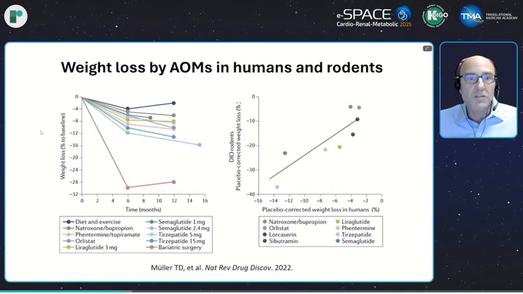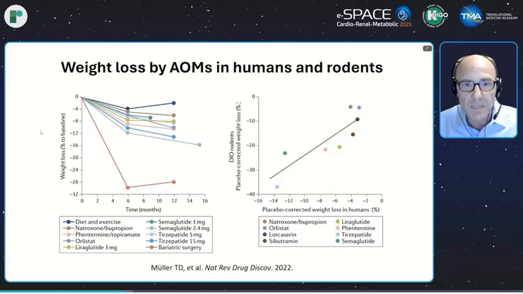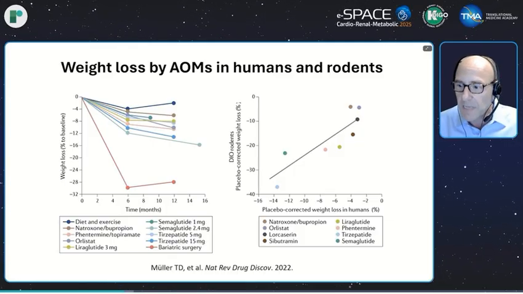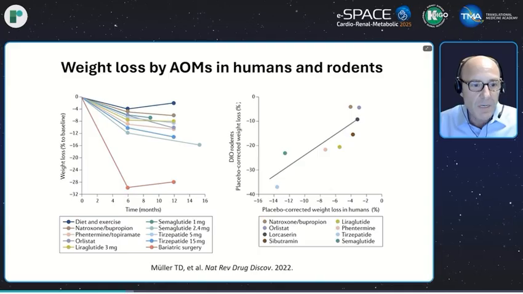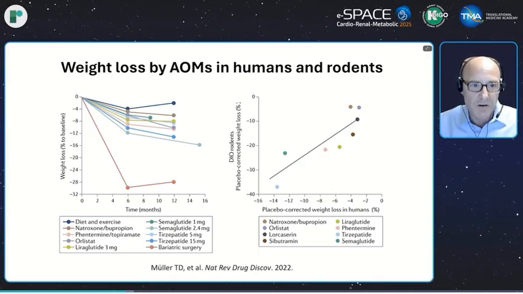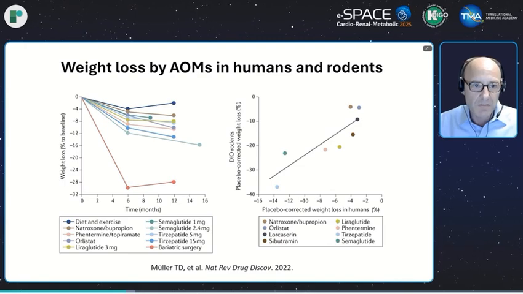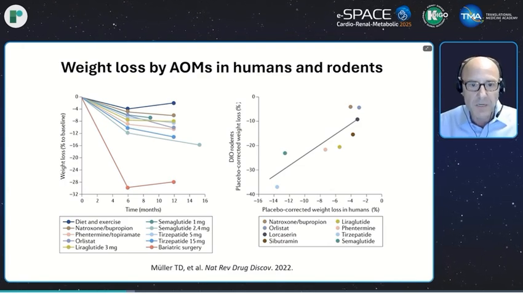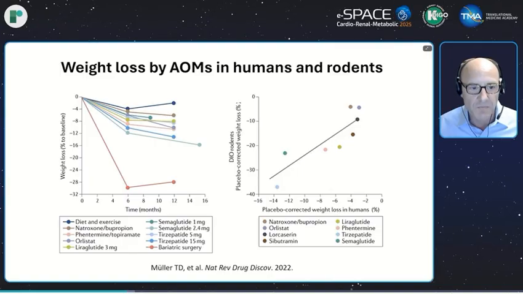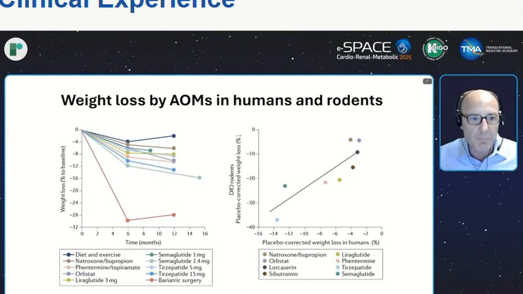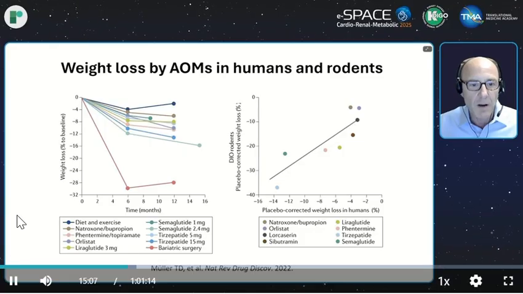And this is an interesting study looking at weight loss in individual anti-obesity medications in both humans and rodents. It's comparing, on the left, you see the diet and exercise at the very top in blue, a small amount of weight loss, and then the different types of medications. So the smaller amounts of weight loss, the first generation, in brown is naltrexone, bupropion, and pink is phentermine, topiramate.